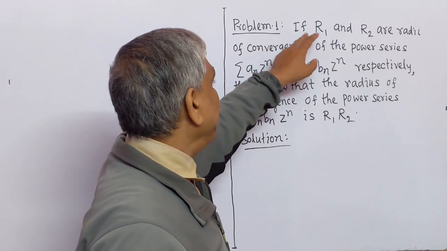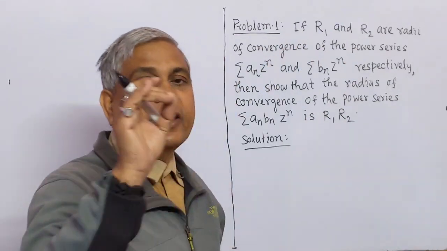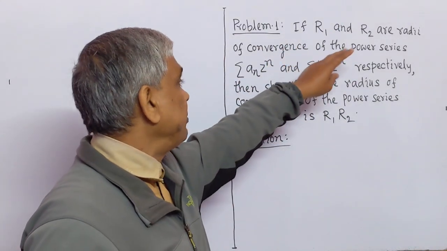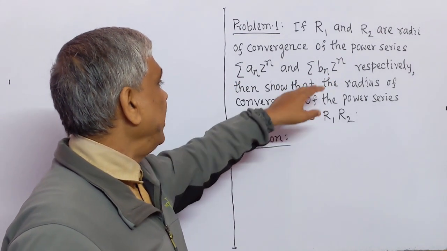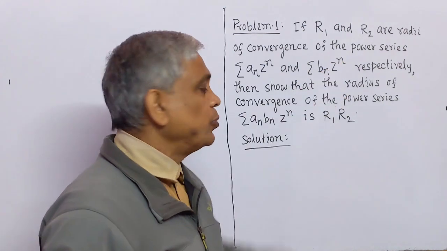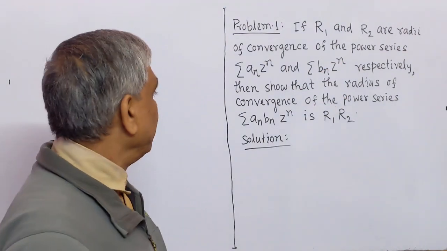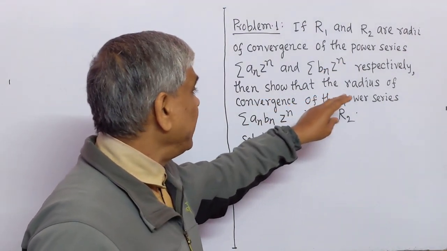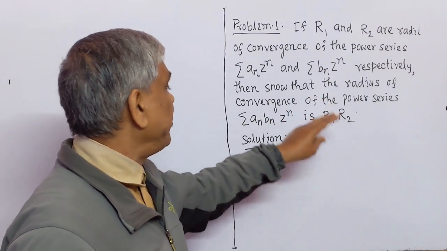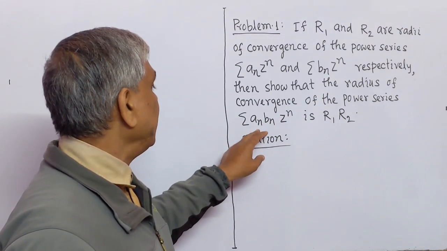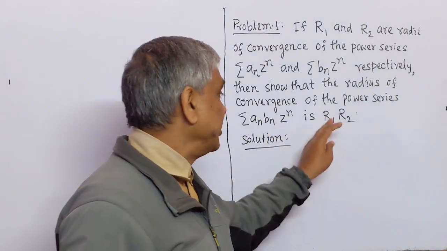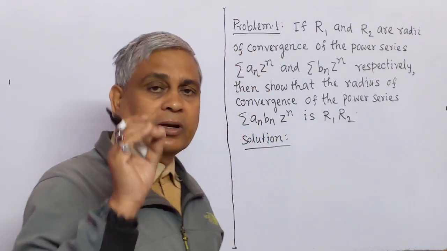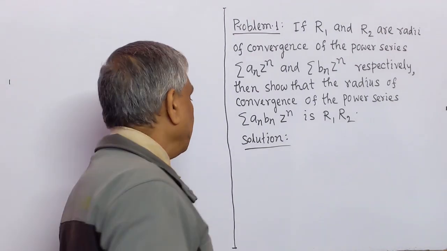Problem is, if R1 and R2 are radii of convergence of the power series sigma an z to the power n and sigma bn z to the power n respectively, then prove that the radius of convergence of the power series sigma an bn z to the power n is R1 multiply R2. Now we solve this.